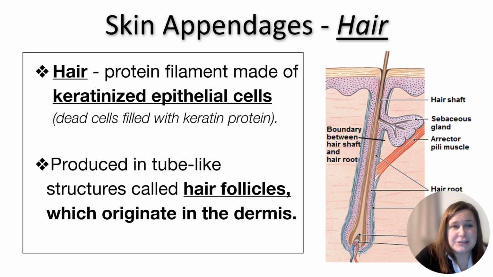Another skin appendage is going to be hair. So hair is a protein filament made of keratinized epithelial cells. So what this means is that they are dead cells filled up with that keratin protein. These are going to be produced in tube-like structures called hair follicles, which originate in the dermis. So you can see the hair shaft there, and then you can see the hair follicle going all the way around it.